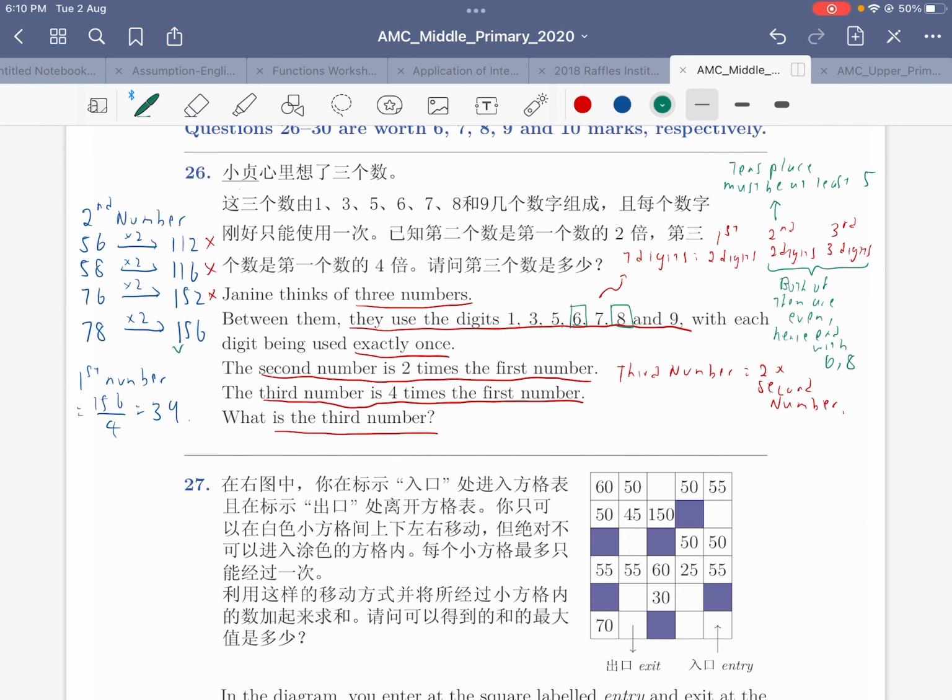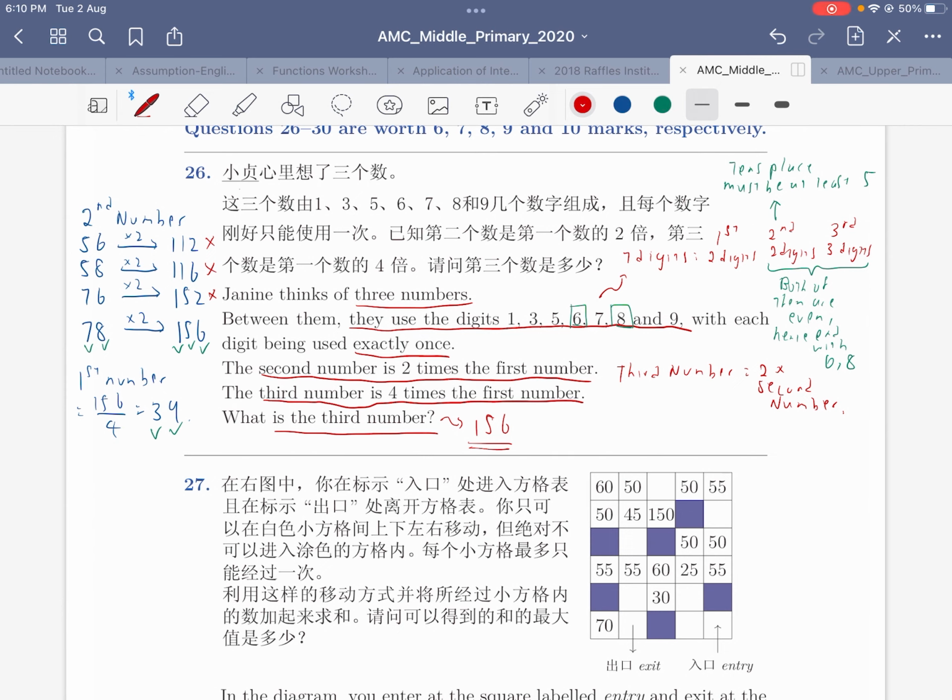Well, we have 1 being used, we have 3 being used, we have 5 being used, we have 6 being used, we have 7 being used, we have 8 being used, and we have 9 being used. So in this case over here, the third number must be 156. Alright, so this one requires a little bit more logical reasoning and being able to make smart guesses in order to proceed on moving in this question, to get the answer.